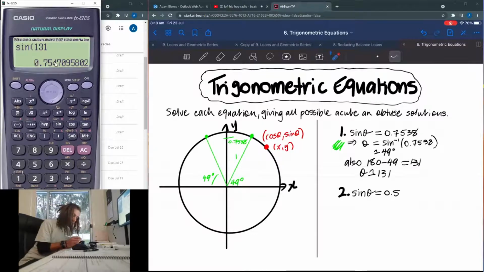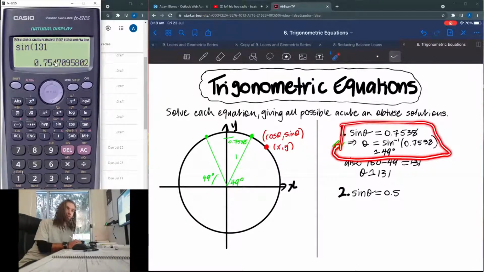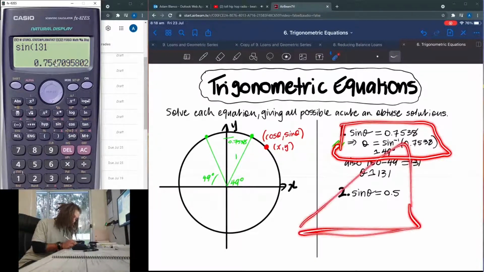The reason that in year 9 your answer would have just been this is because you're looking at triangles. You're limited by the fact that I'm looking at a triangle that can literally only have angles less than 90.